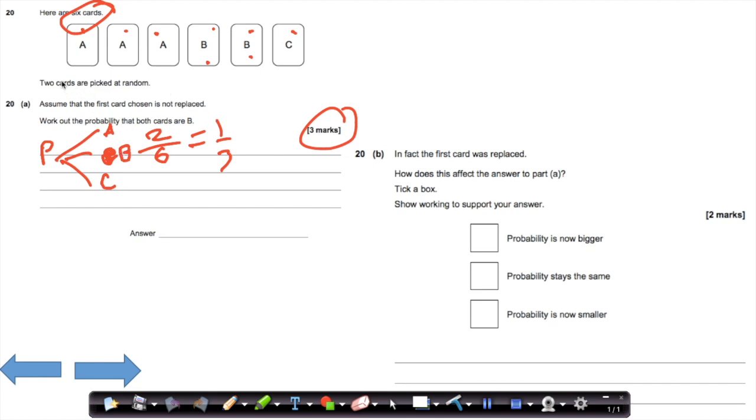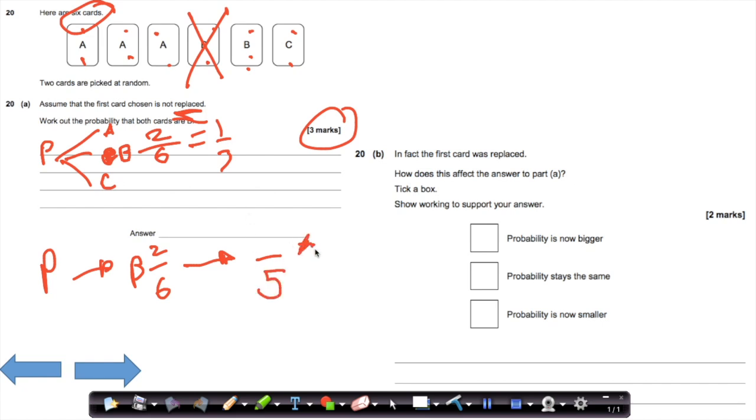The second time, though, so 2 cards are picked at random, the first card is not replaced, so the probability of both of them being B. Well, if you've picked the first card and it was a B, and that was a 2 in 6 chance because there were 2 out of 6, let's scratch one of them because one of them's been taken. So the second time you pick, if it's not replaced, that means that there are only 5 left. So the probability is out of 5. How many Bs are left? Well, there's 1 B left because the first one picked was a B, so it's a 1/5.